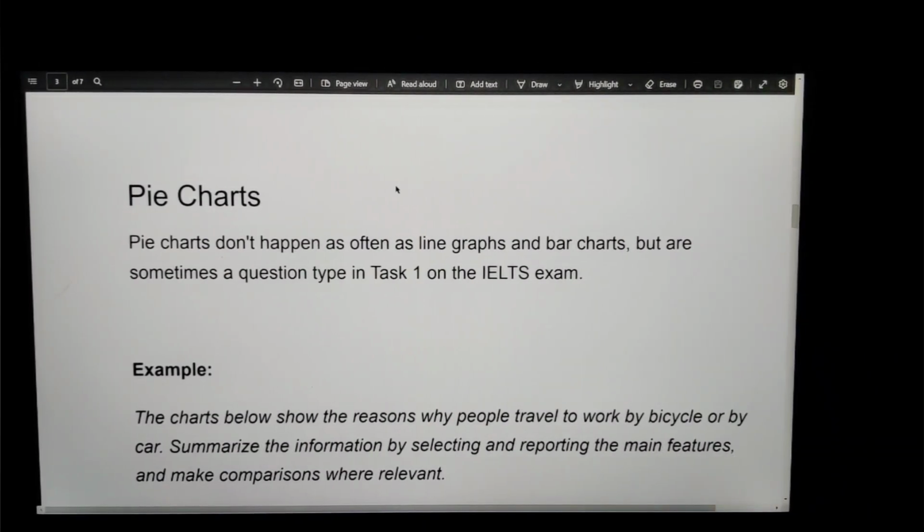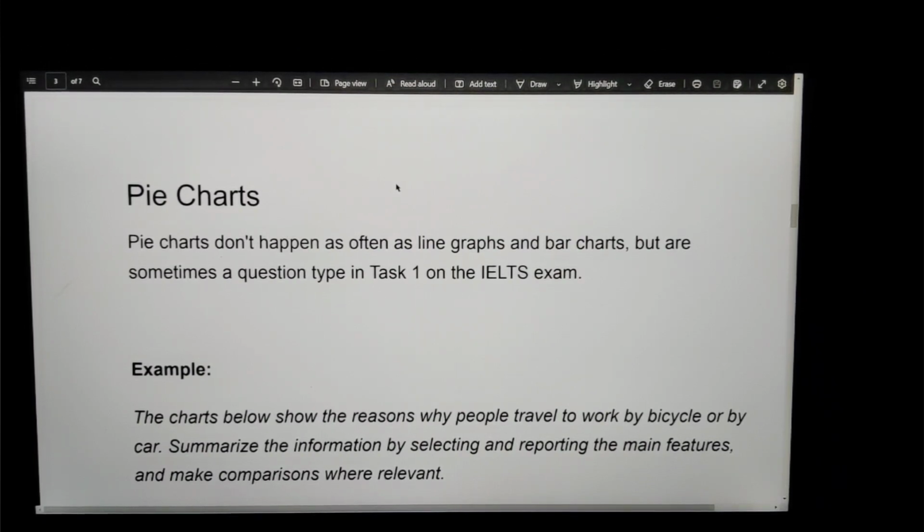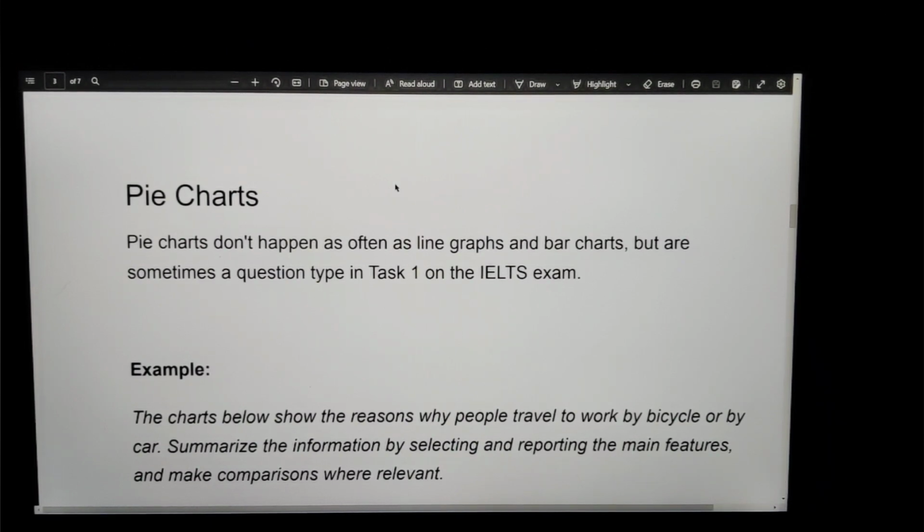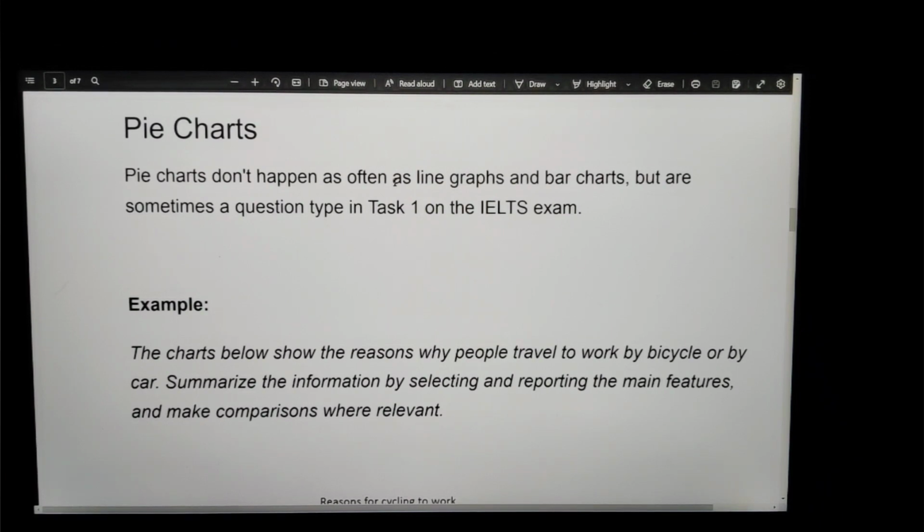Next, another common IELTS writing task 1 type is pie charts. These are common, but not as common as line graphs and bar charts. But these can be a type.